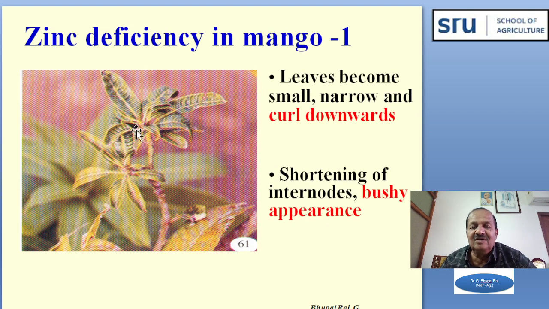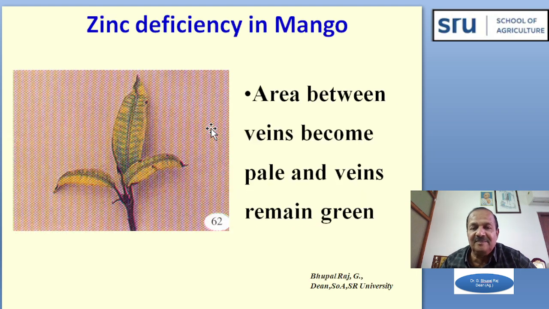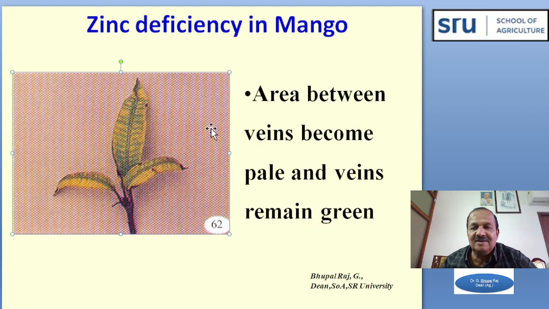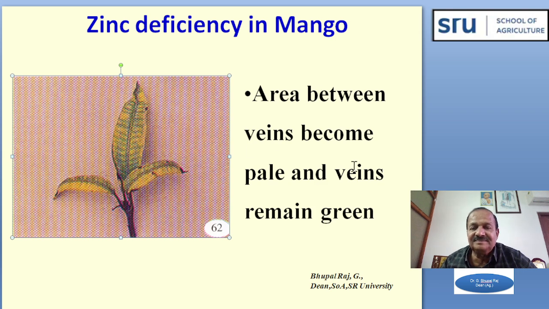This is the mango: little leaves, yellowing, shortening of the internodes and a bushy appearance. You see the bushy appearance. It looks like all leaves are coming from one place, and leaves will be curling down. So these are the symptoms in mango. This is another symptom of mango.